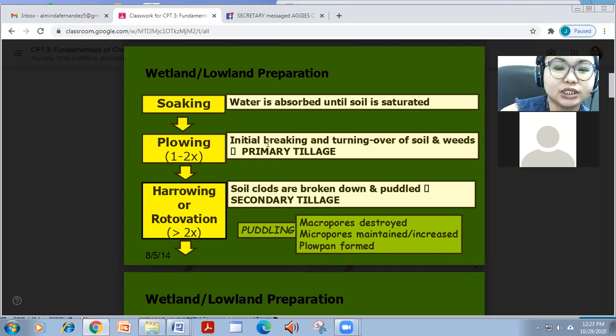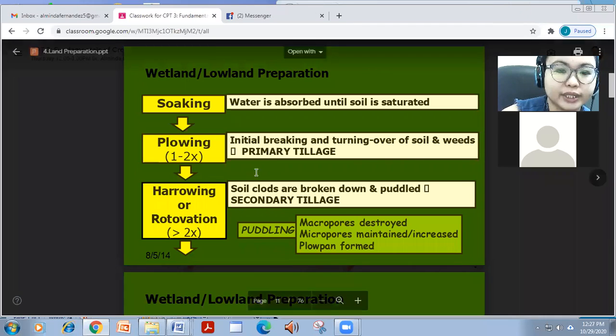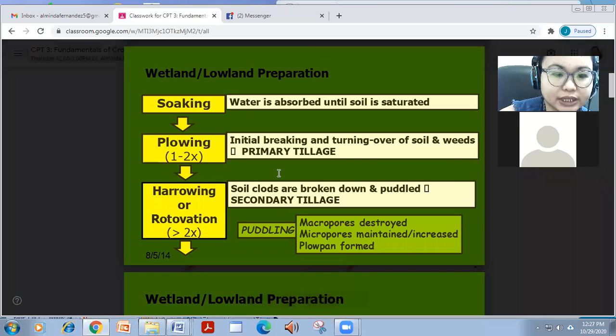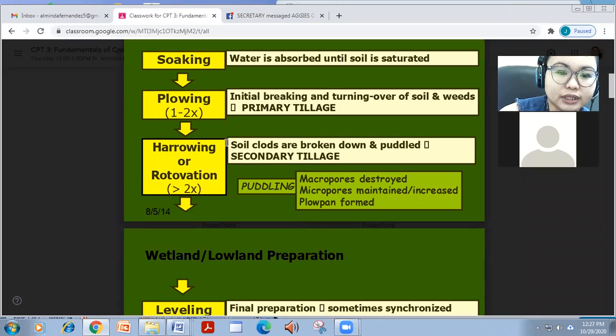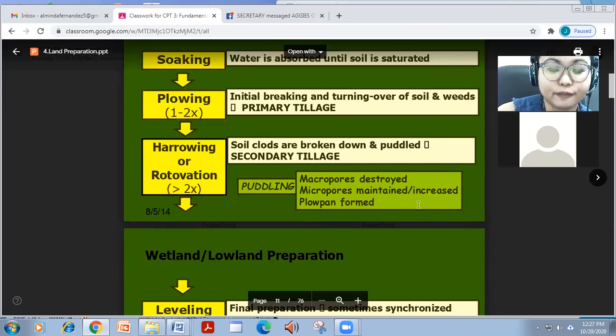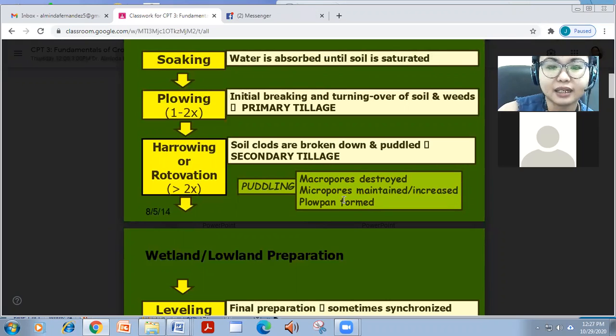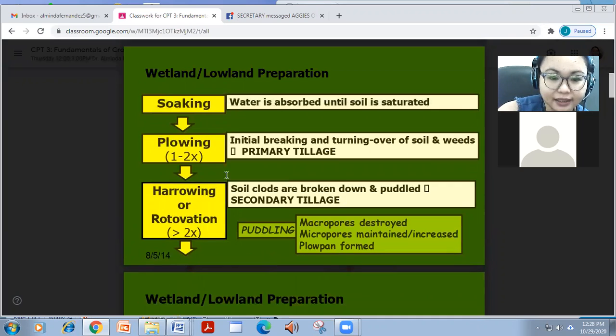So this will initially break and turn over soil and weeds. We call it primary tillage. And yung harrowing or rotovation na is the secondary tillage, in which soil clods are broken down and paddled. So paddling is destroying the macropores and the micropores and maintaining the plowpan form. Plowpan is the one that's like the clay, yung clay na level na ng basakan, no?